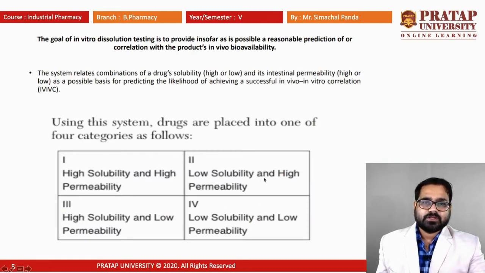The dissolution also depends upon various parameters, and different types of drug solubility. There are different types of drugs depending upon the solubility and permeability. Depending upon the BCS classification, it may be type 1, type 2, type 3 or type 4. Type 1 is high solubility and high permeability. Type 2 is low solubility and high permeability. The third one is high solubility and low permeability, and the fourth one is low solubility and low permeability.